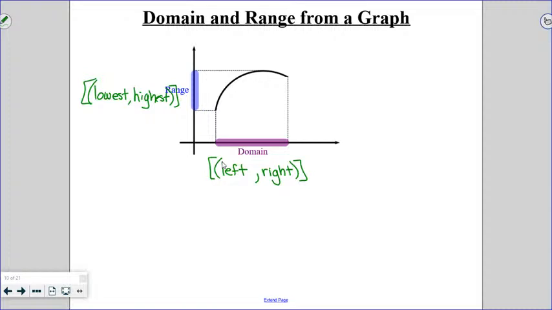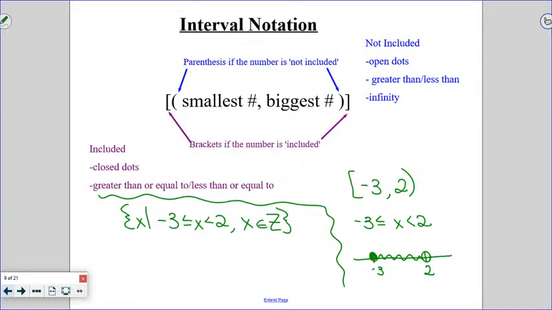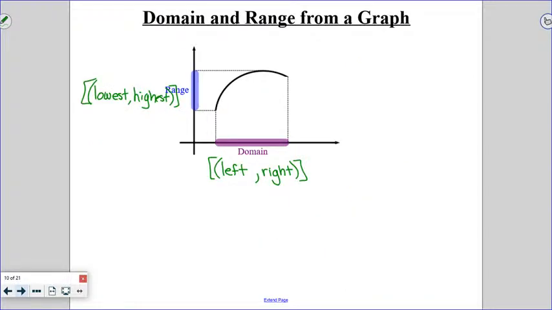I think one thing I forgot to mention that you guys were writing down in your notes on this last page, not included: anytime we use the infinity symbol, it goes on forever. Infinity is not actually a singular number. It cannot be included. So every infinity symbol will be parenthesed. Okay.